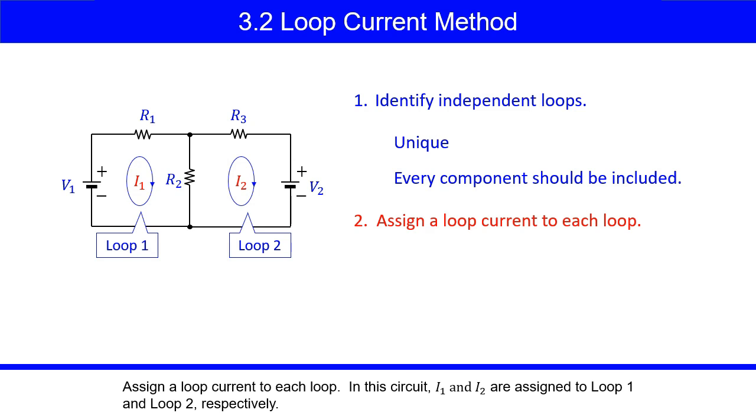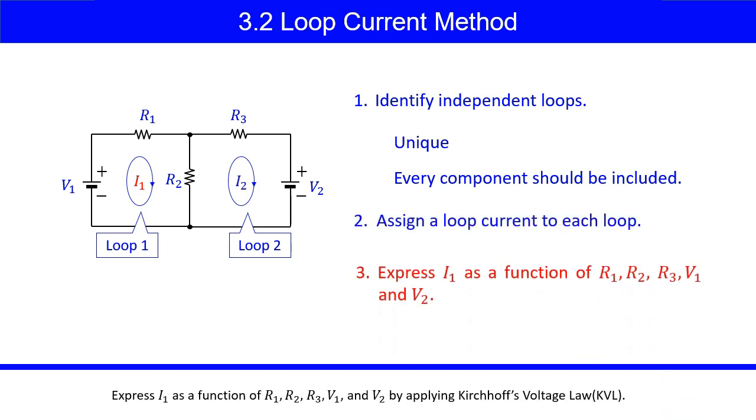Assign a loop current to each loop. In this circuit, I1 and I2 are assigned to loop 1 and loop 2 respectively. Express I1 and I2 as functions of R1, R2, R3, V1, and V2, by applying Kirchhoff's voltage law, KVL for short.